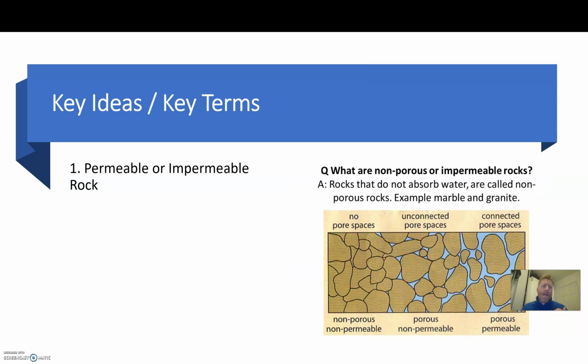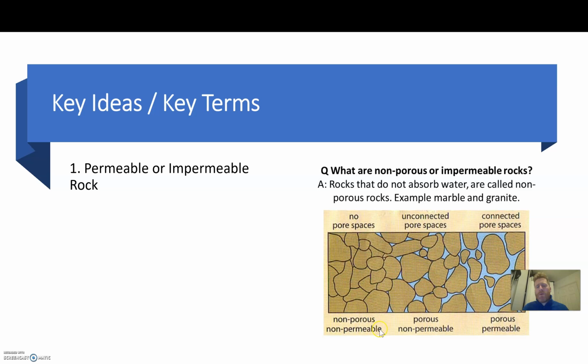Other things that might impact on whether water can infiltrate into the ground or whether it flows over the surface quickly into the river is whether we have permeable or impermeable rock types. And again, we spoke about this before we broke up for Christmas. And this image here shows us the two different types.